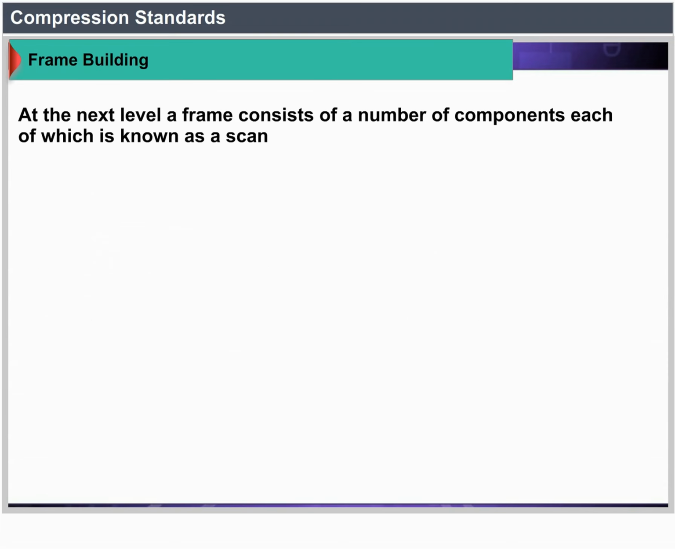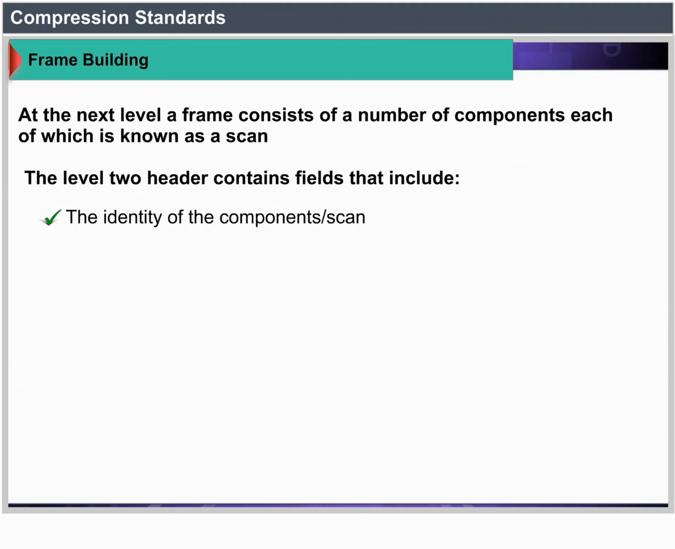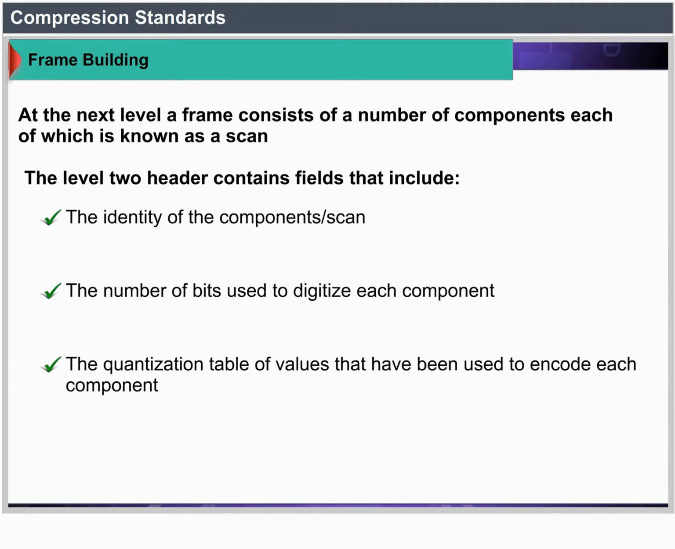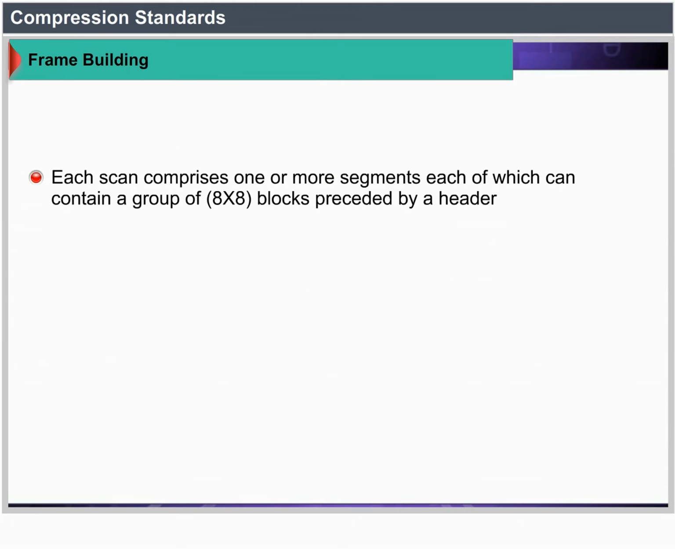At the next level, a frame consists of a number of components, each of which is known as a scan. The level 2 header contains fields that include the identity of the components or scan, the number of bits used to digitize each component, and the quantization table values that have been used to encode each component. Each scan comprises one or more segments, each of which can contain a group of 8 by 8 blocks preceded by a header. This contains a set of Huffman code words for each block.